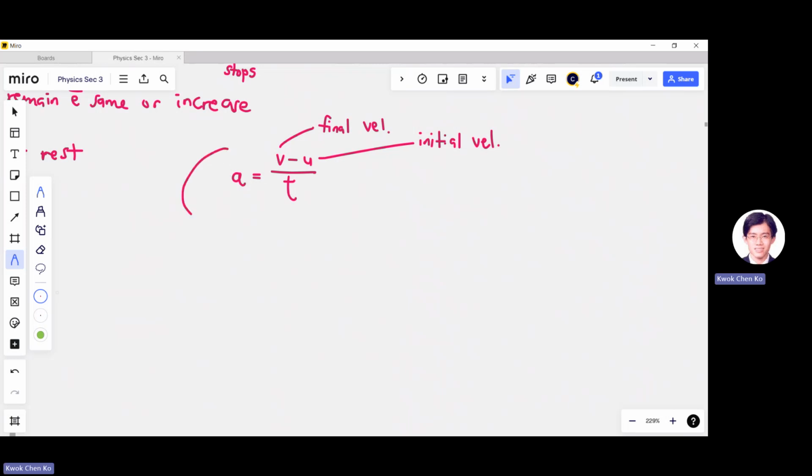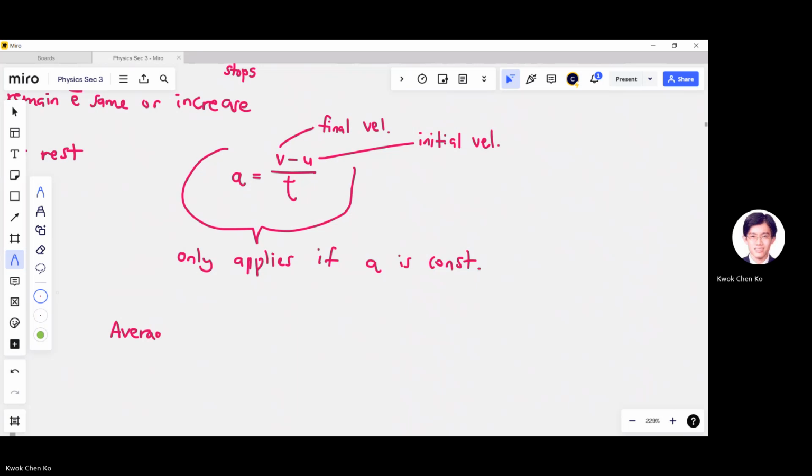But the only thing to remember is this. This only works if what? If acceleration is constant. So you better double check acceleration is constant, right? Actually, there's one more formula, but it is a primary school formula, so it's not counted here. Average speed. What's the formula for average speed? Total distance over total time, including stop times and pause times and so on.